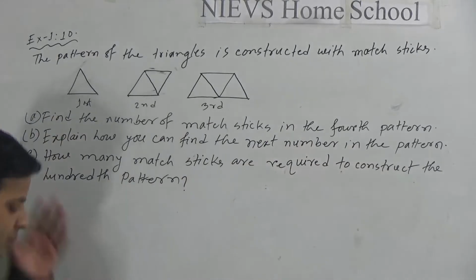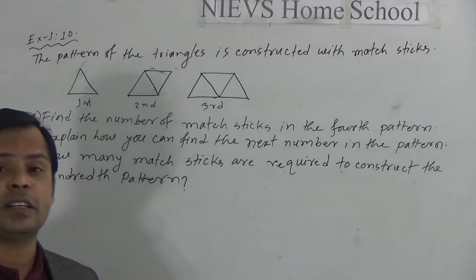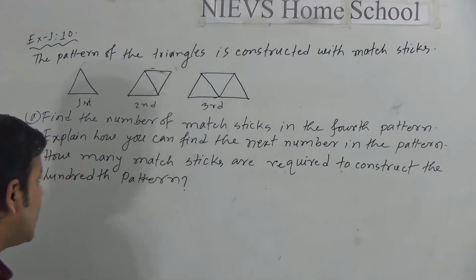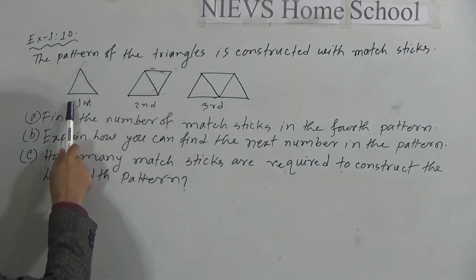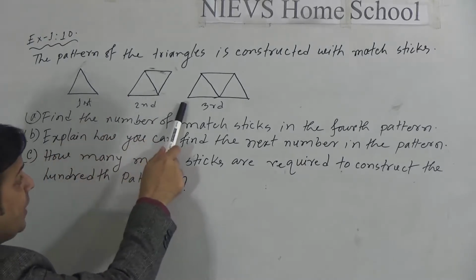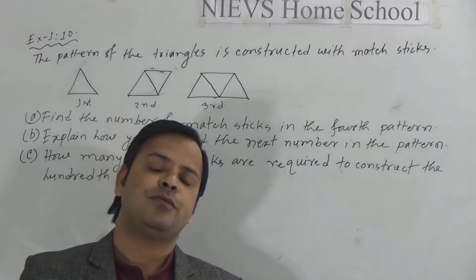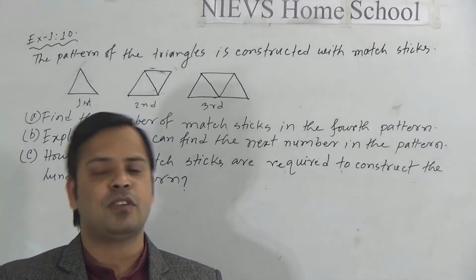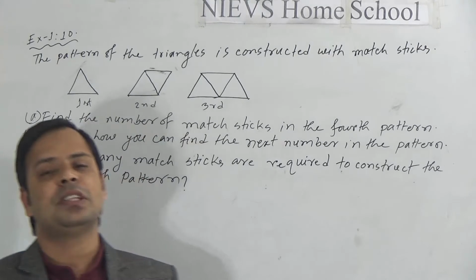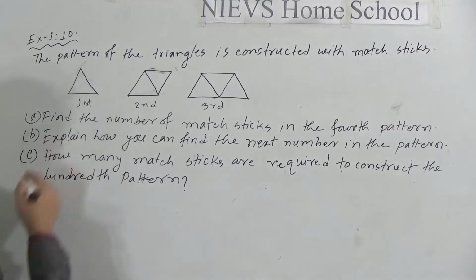Dear students, to solve question A, we can imagine the next figure or fourth figure. What will be the fourth figure? Dear students, if you observe the given figures here, in the first figure, there is one triangle. In the second figure, there are two triangles. In the third figure, there are three triangles. So in the fourth figure, there will be four triangles. So we can construct the fourth figure following the given pattern. So we can write the solution.